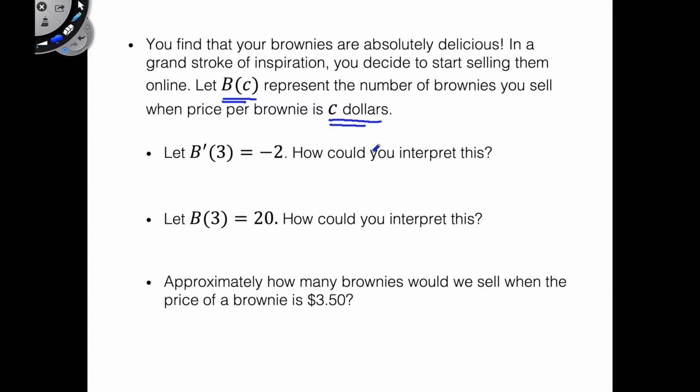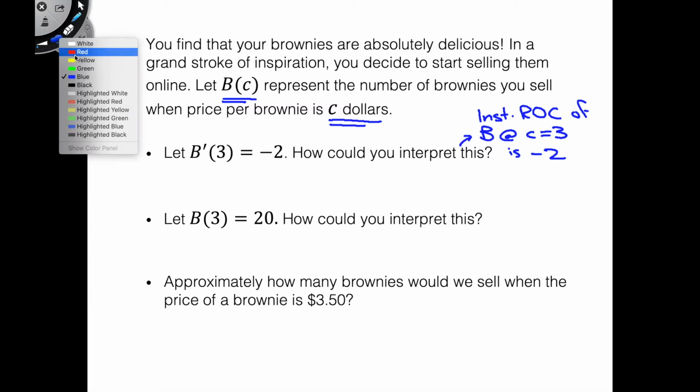This is something you should be getting really good at right now. So remember, this represents the instantaneous rate of change of the function b at c equals 3, and this tells us that this is minus 2. So that's, in the strictly mathematical sense, what this is telling us. Now let's put some words and units to this to make it sound a little bit more understandable in common terms.